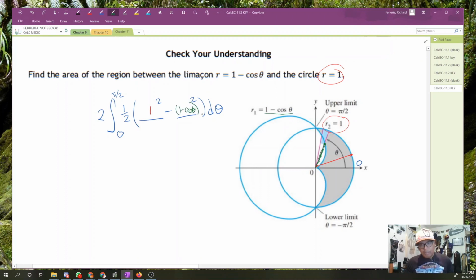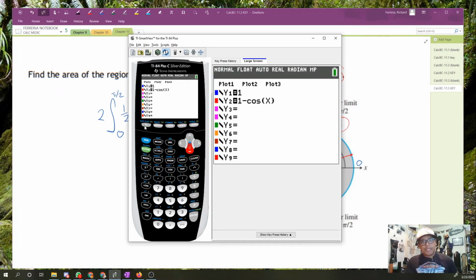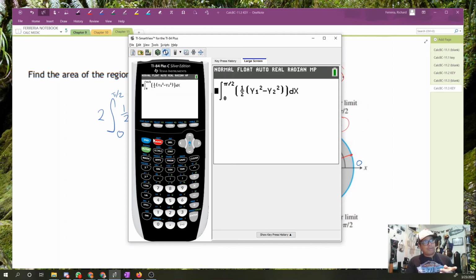So I think you've seen me put these in the calculator before. Grab your calculator and come back here. Just like before, there's no need for you to be in polar mode. Just put these in regular function mode. Use x for theta. You'll also notice that I put y1 equals 1 as the outer radius, and I put y2 as the inner radius. That'll just help me keep things straight once I go to the home screen and enter the equation.